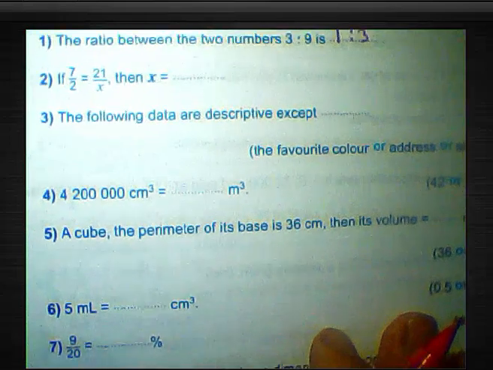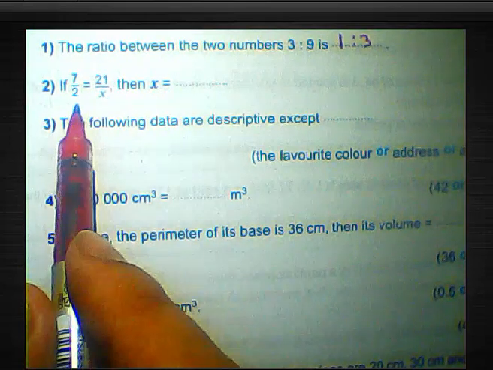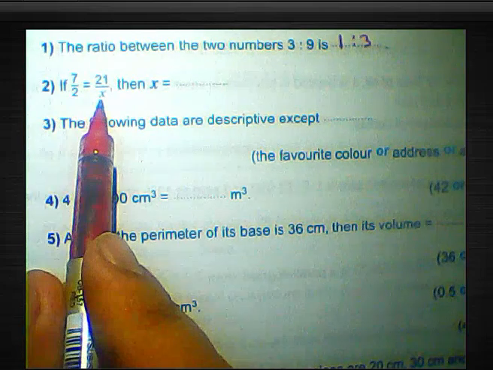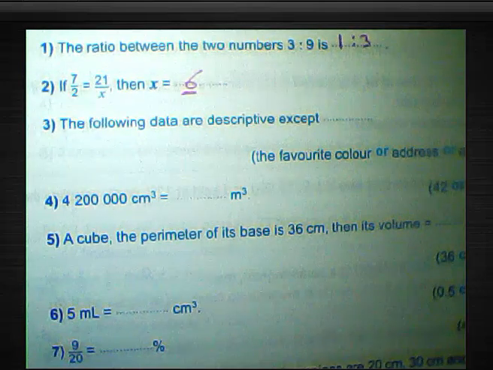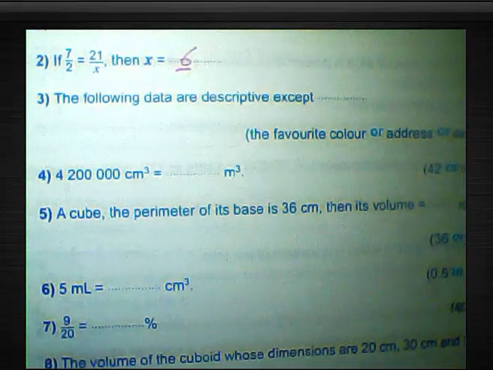Question number 2. If 7 over 2 equal 21 over x, then x equal. We know 7 times 3 equal 21. Then 2 times 3 equals 6. Then x must be equal 6. So we must choose 6 here about this example.